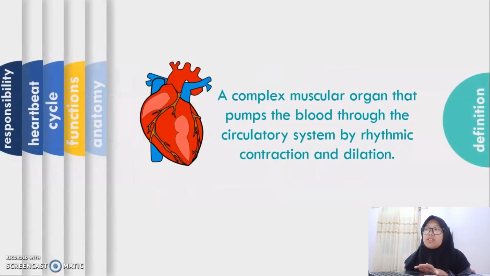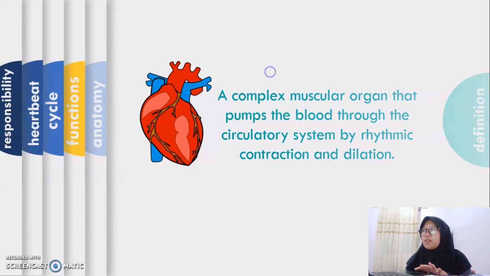The heart is a complex muscular organ that pumps blood through the circulatory system by rhythmic contraction and dilation. The heart weighs 300 grams and is a little larger than the size of our fist. The heart is surrounded by a membrane called the pericardium. The pericardial space is fluid filled to nourish and protect the heart.